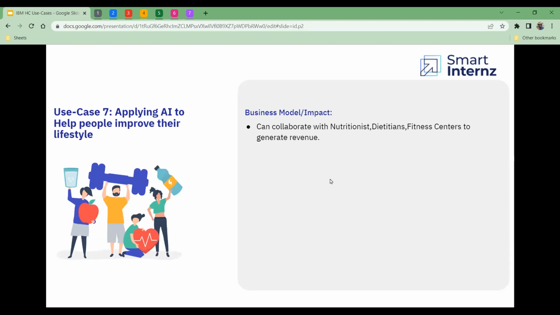Okay, so we can make these types of things and generate more revenue, and we can also offer this application on a subscription basis for the users, where they will use it and pay for what they are using. So these are different types of revenue that we can generate.